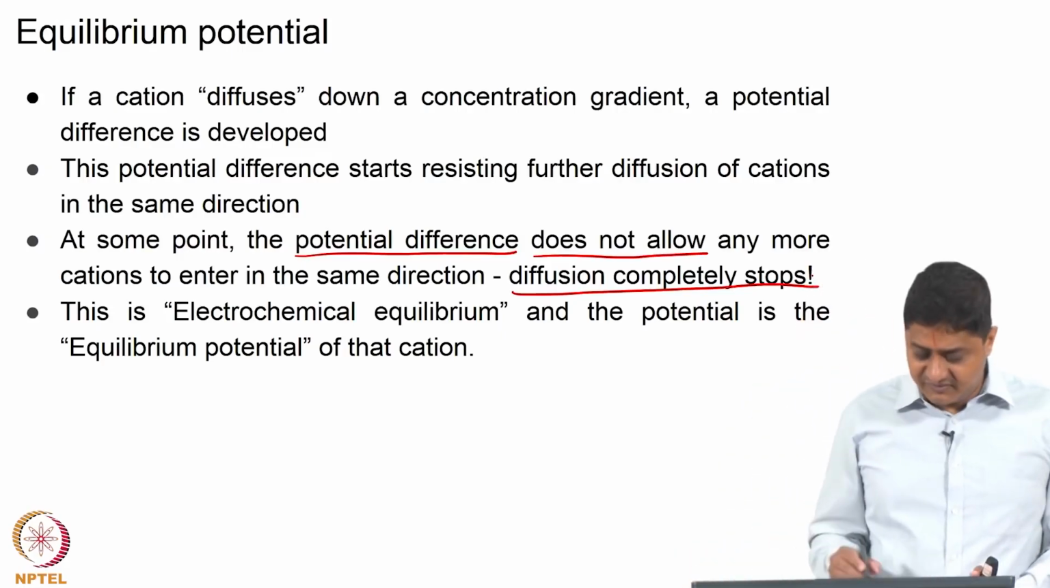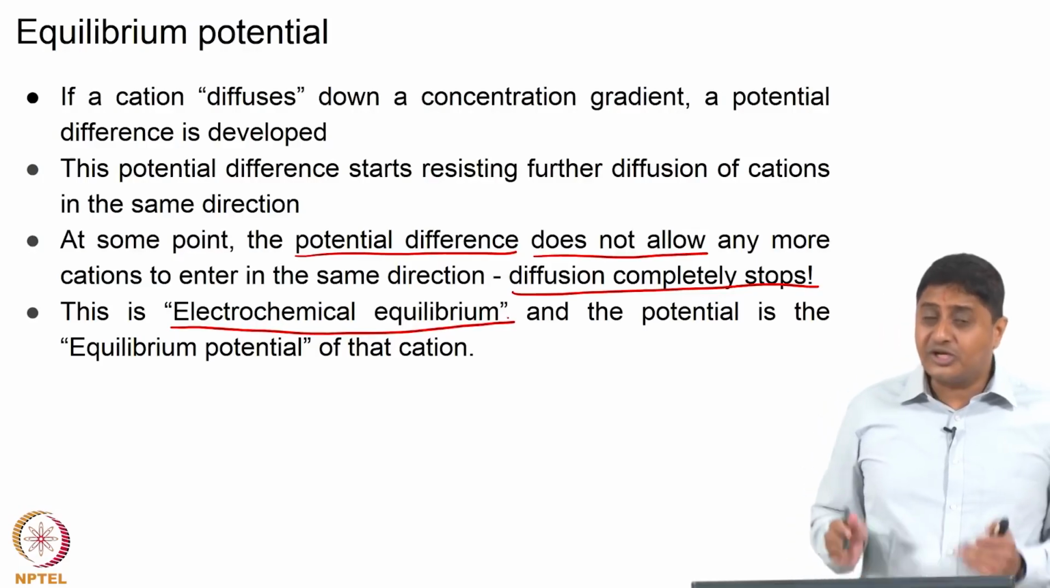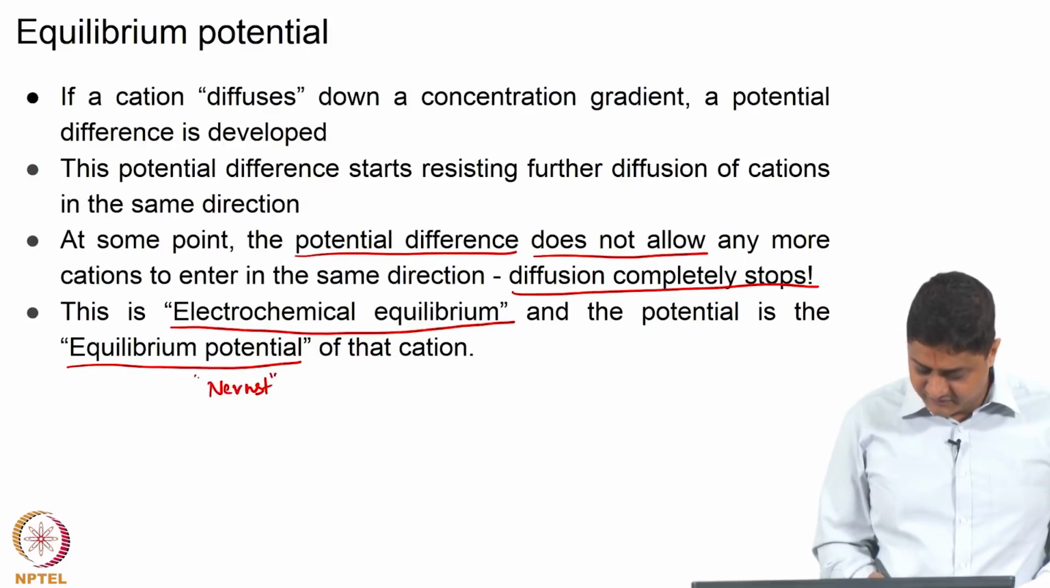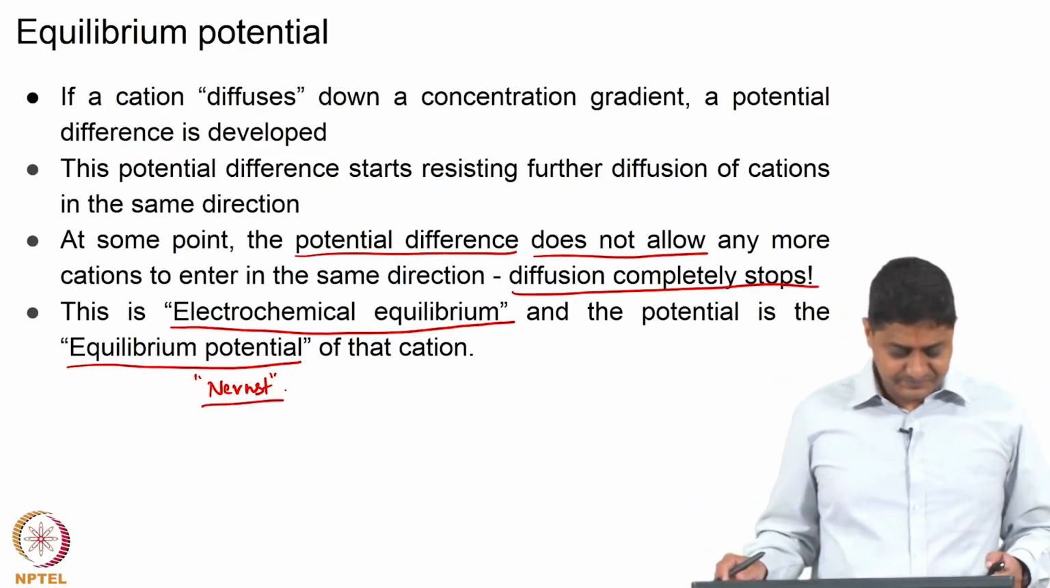So, what is achieved at this state is an electrochemical equilibrium, and the potential at which it is achieved is called the equilibrium potential of that cation, or also called the Nernst potential of that cation. We will discuss that in the next class.